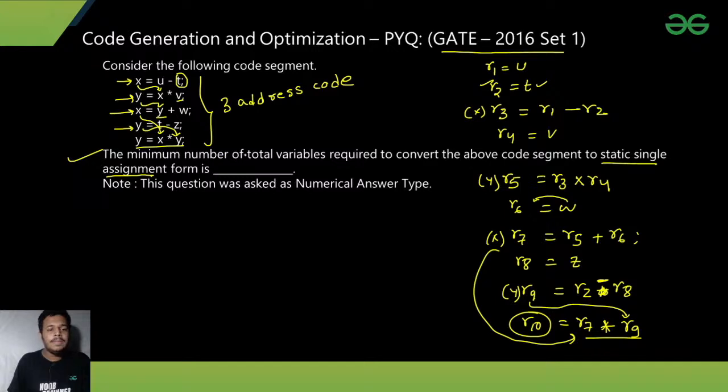So the question is: the minimum number of total variables required to convert the above code. Total variables means all of these temporary variables we are using. Total, we are using 10 variables in our given code. I hope that you have understood.